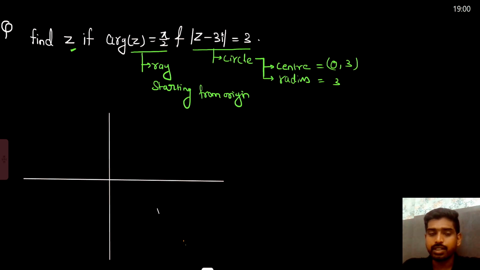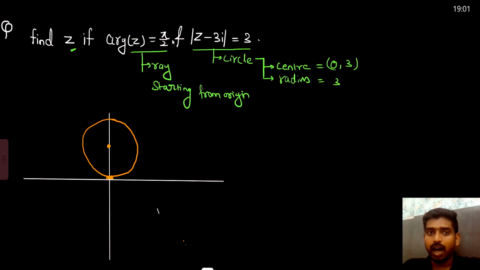Next, here we'll first draw this circle. The second equation represents a circle with the center 0 comma 3. 0 comma 3 lies somewhere here, and radius is 3. So this is the circle represented by this equation. It will touch the x-axis because the radius is 3 and the center is at 0 comma 3, so this distance is 3 units only.